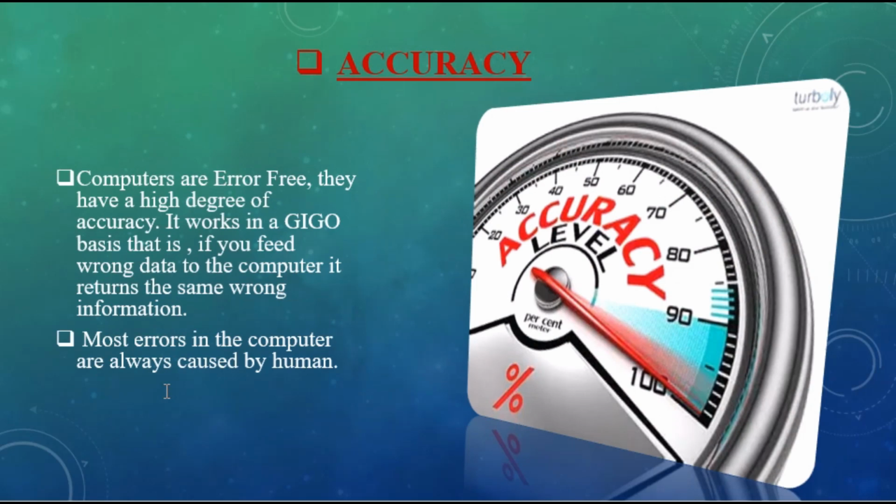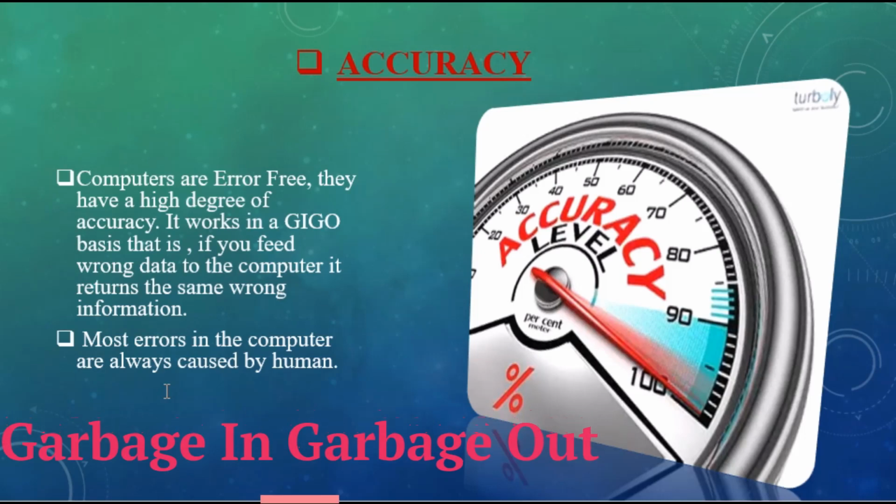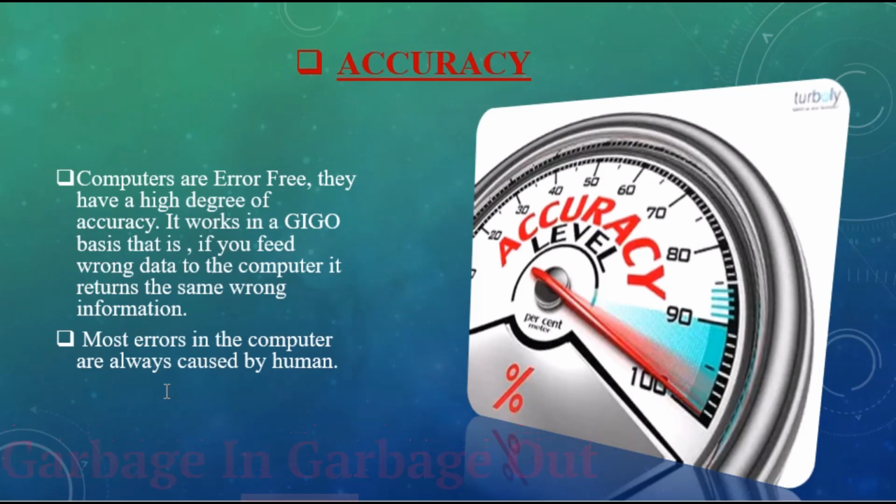Accuracy. Accuracy is another good characteristic of computing. Computers are error-free, which means they are very accurate. Their degree of accuracy is very high. Now, computers work on GIGO basis. What does GIGO mean? GIGO means garbage in, garbage out. If you feed in wrong information to a computer, it will give you the same wrong information as an output. That does not make it inaccurate. Why? Because it processed the wrong data to provide wrong information. Most errors in the computer are always caused by human error. Feeding in wrong data is a human error because we are the ones giving a computer instructions.